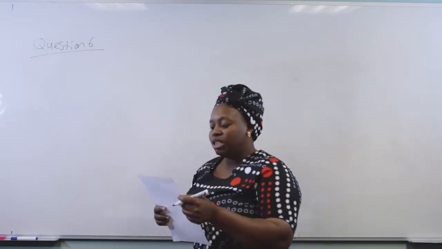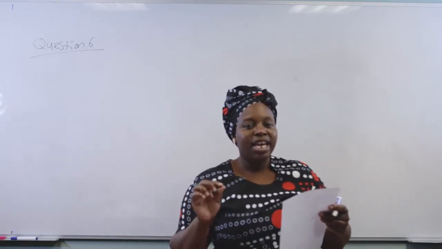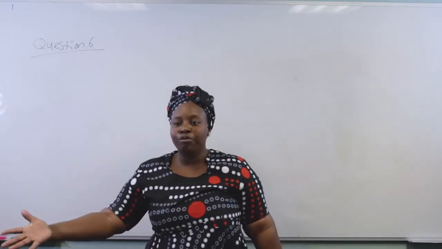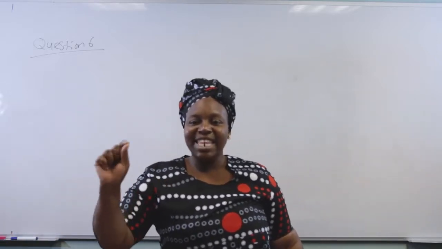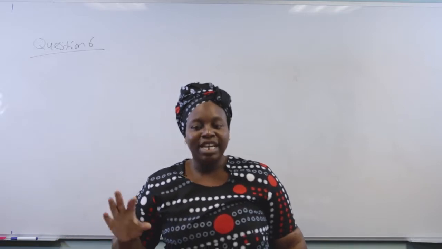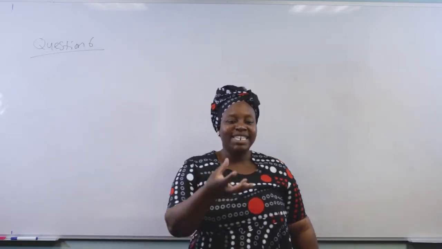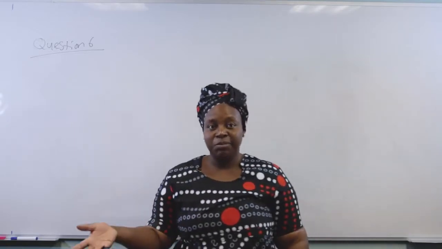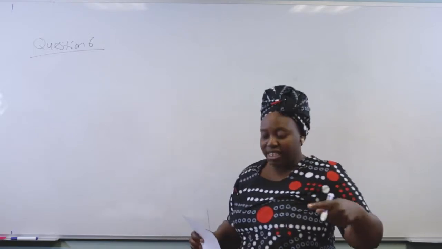They say without using a calculator, determine the following in terms of sine 36. Now "in terms of" means whatever the answer is, sine 36 must be there. Not necessarily that the answer must be equal to sine 36, but in terms of sine 36 must be there. So let's see what the question is, bearing in mind the sine 36.